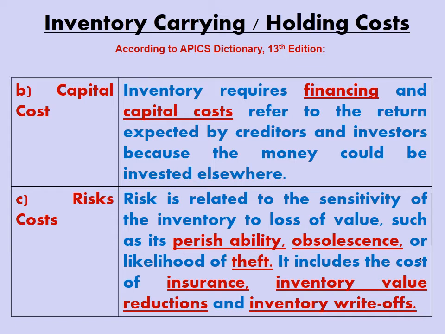It also includes the cost of, so definitely when you are going to mitigate the risk of such items, you have to cover it through insurance, and you have to pay the insurance premium as well. So that is also a cost. Inventory value reductions, right, with the passage of time, like shelf life expiry or something like that. And finally the inventory write-offs. So these all are the components which result in the value reduction of the stock or inventory, and they are included in the risk.